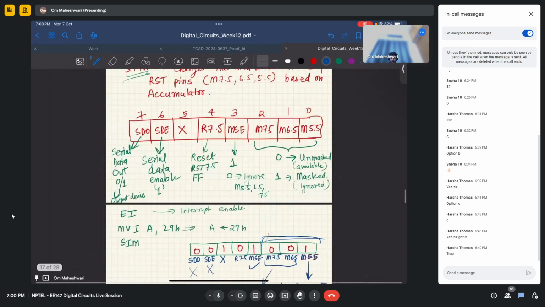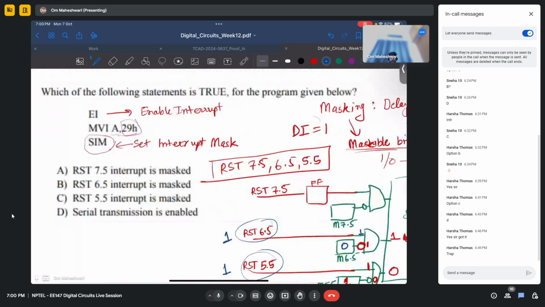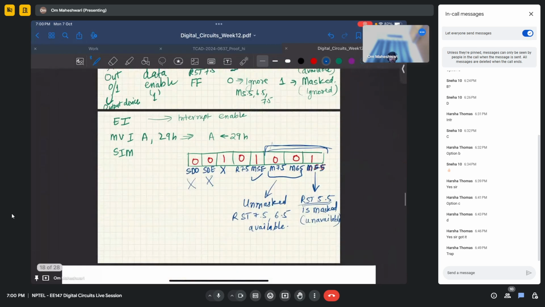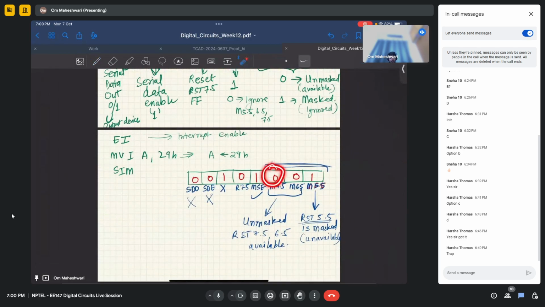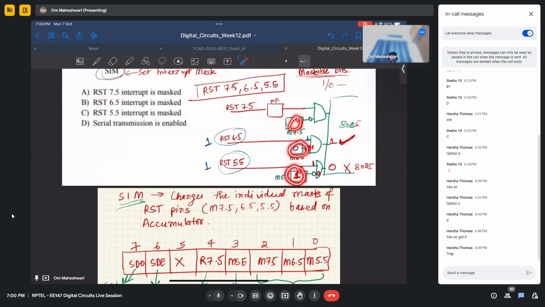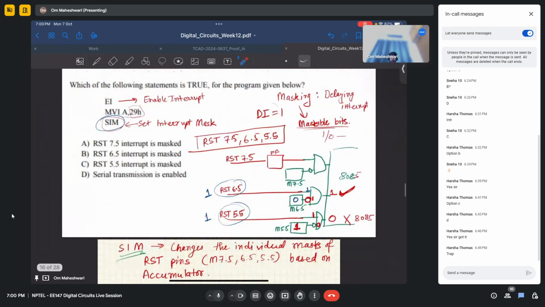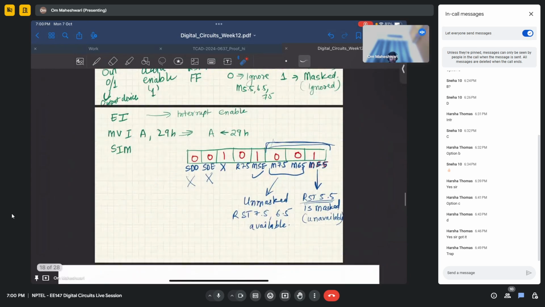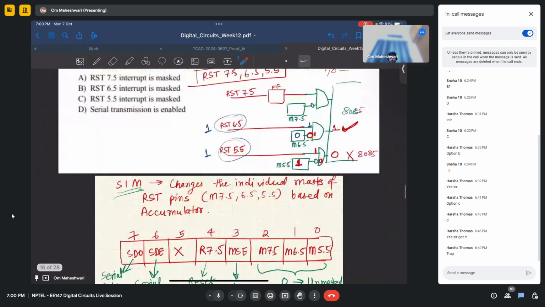Okay, so your options are... so what will SIM do? SIM will just send these values to your masks here. Okay. So your options are: RST 7.5 interrupt is masked. RST 7.5 interrupt is not masked. It is 0. So first option is incorrect.